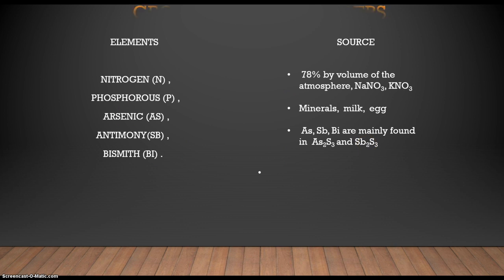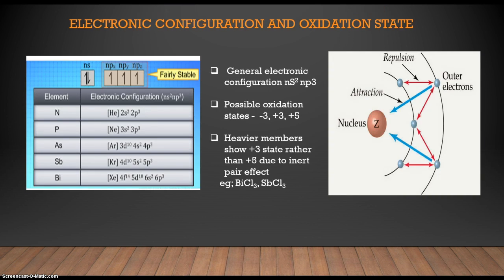Okay, now let's go for the electronic configuration and oxidation states of these elements. The general electronic configuration of these group 15 elements is ns2 np3. And what are the possible oxidation states? The possible oxidation states are -3, +3 and +5. Now what is the reason behind it? The reason is very simple.